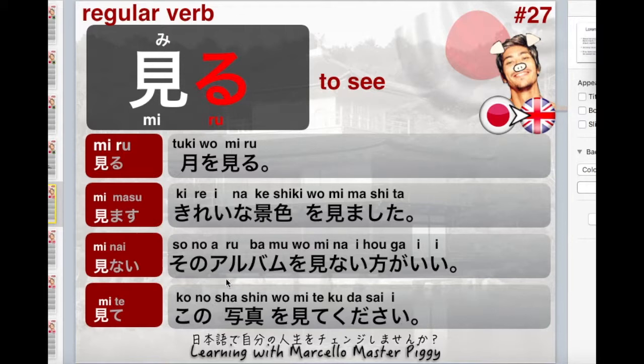And the last one, guys, is the imperative form 見て. For example, この写真を見てください。Please look at this picture. It's more like, please have a look at this picture.